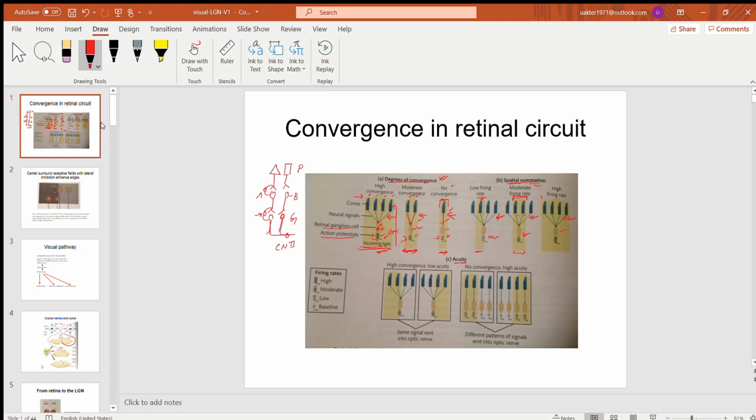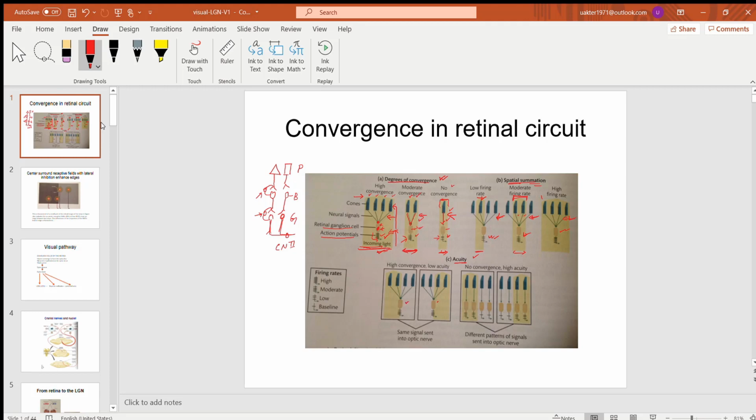So that is spatial summation that will tell where the stimulus is. And now here the acuity depends on the input to the ganglion cell.